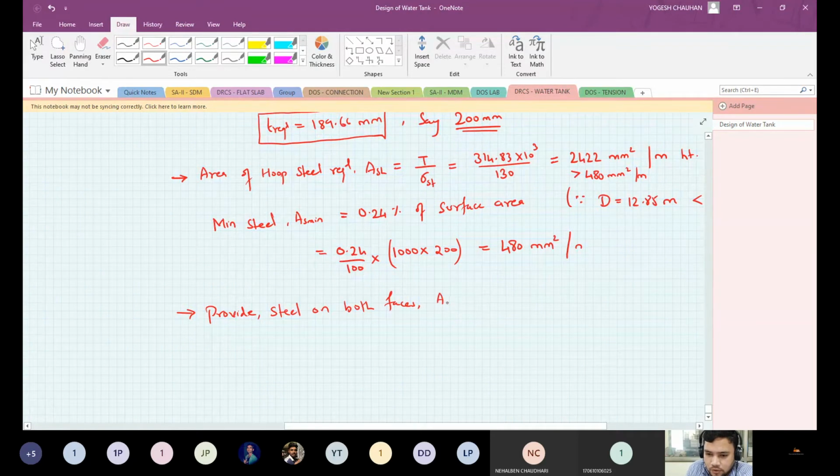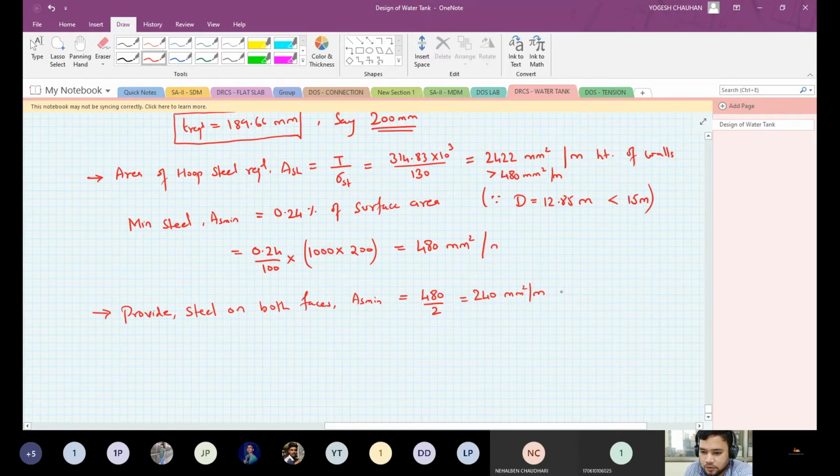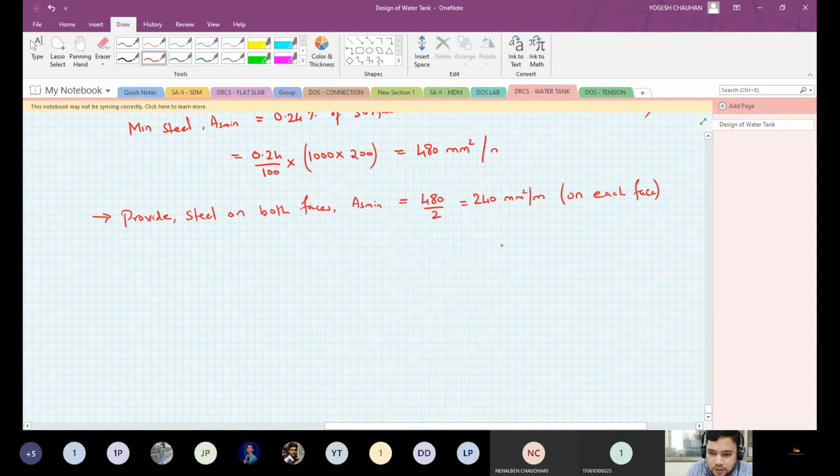So your AS minimum on each face will be equal to half of this, that is 480 by 2, that is 240 mm square per meter, on each face. So from these requirements, we can now provide the reinforcement.